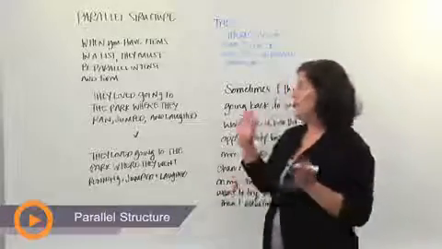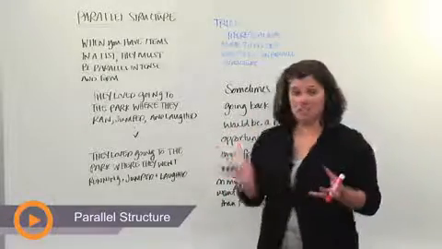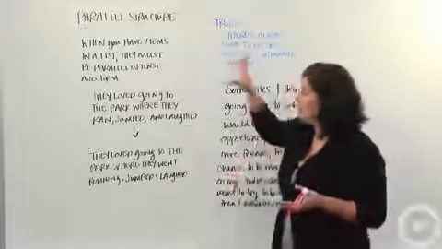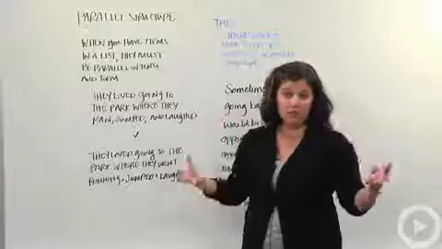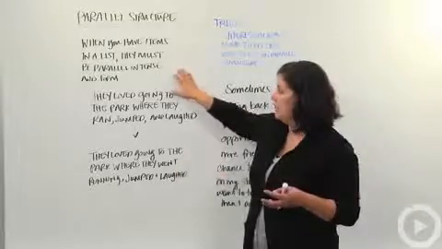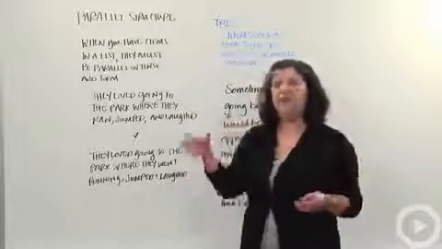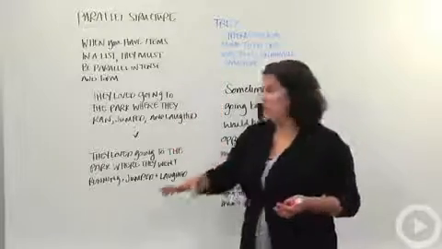So now we're talking parallel structure. And parallel structure is just what it sounds like. It's when you have items in a list, whether they're items or adjectives or verbs, whatever they are, they have to be parallel, which means the same in tense and in form. So take a look at this.